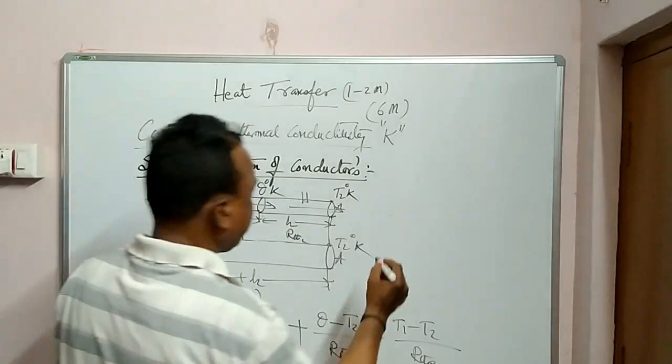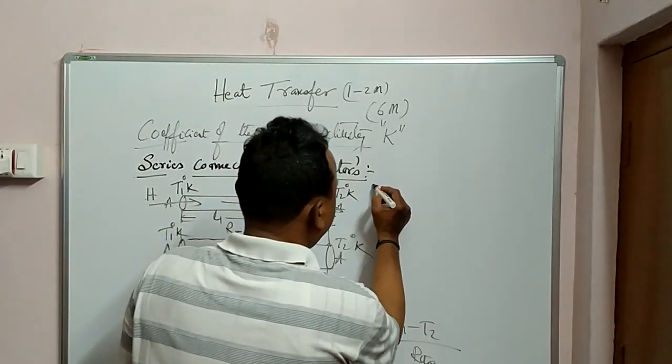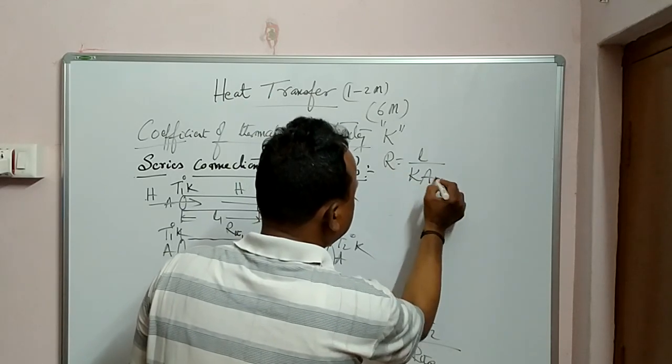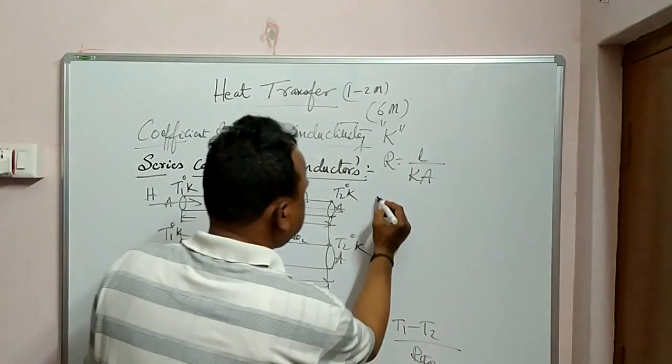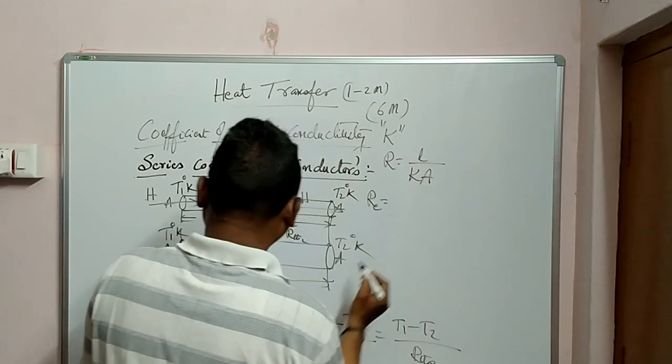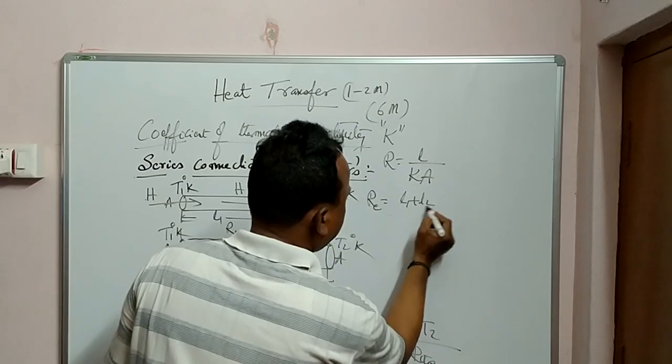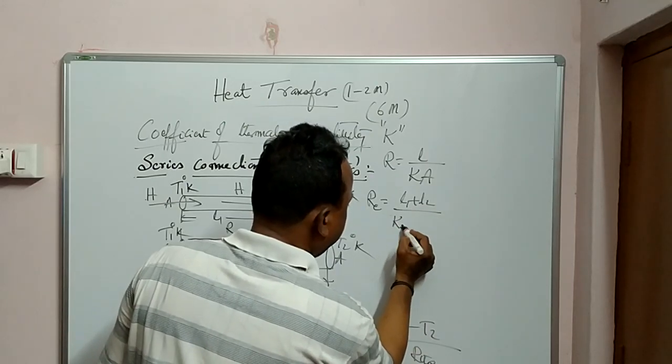Now as we know, what is thermal resistance actually? Simply, R is equal to L by KA. So R effective is equal to L effective by Ke A. What is the length of the effective one? L1 plus L2 by Ke A.